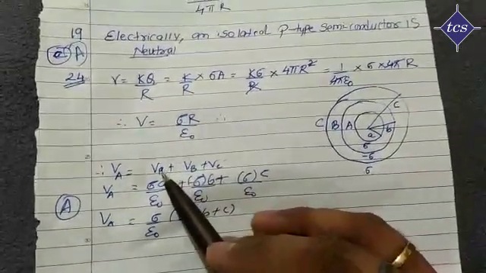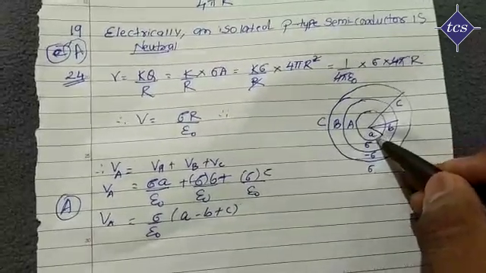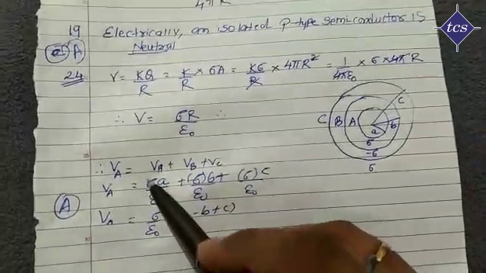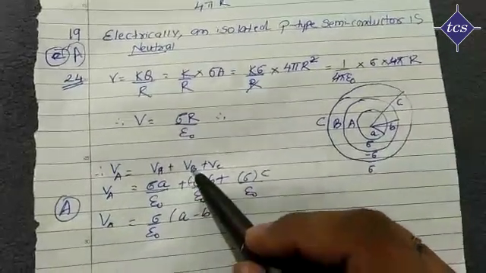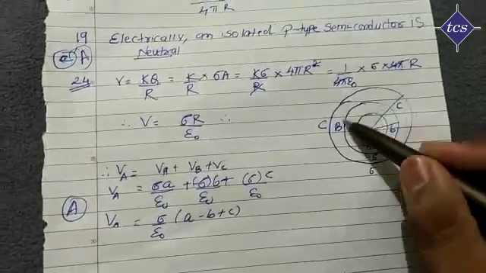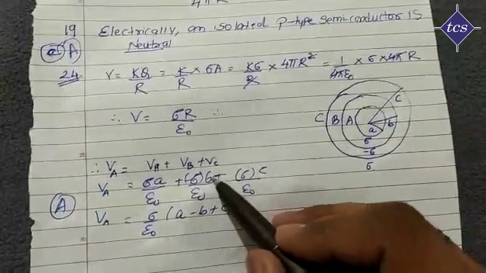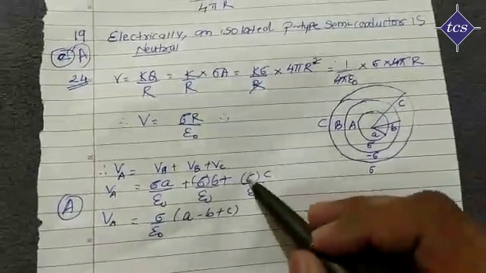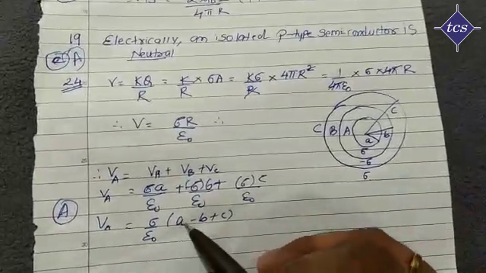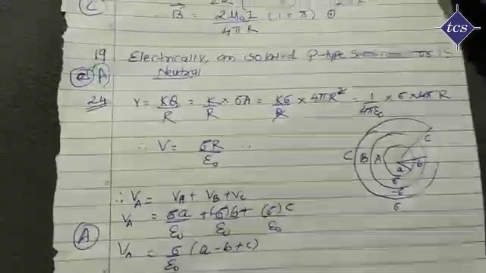The potential on surface A from the center, that will be at distance a, so sigma a upon epsilon 0, plus VB, that is the potential due to surface B, minus sigma into b upon epsilon 0, and similarly sigma c by epsilon 0. Taking sigma upon epsilon 0 common, the remaining term in the bracket will be a minus b plus c. Correct option will be A.